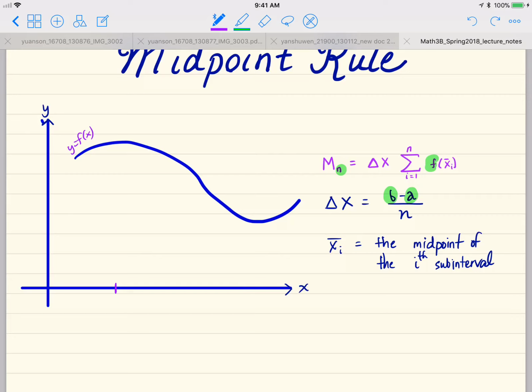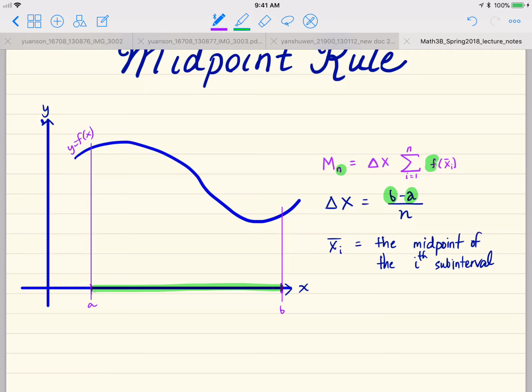Actually, it might be better for me to just draw some lines here. So maybe that's a and that's b. Okay, does everybody get that? So b is here, a is here, and we have an interval. Our interval from a to b is from here to here. So we're looking at our function f over this interval a to b.